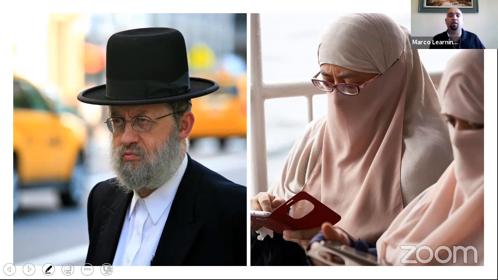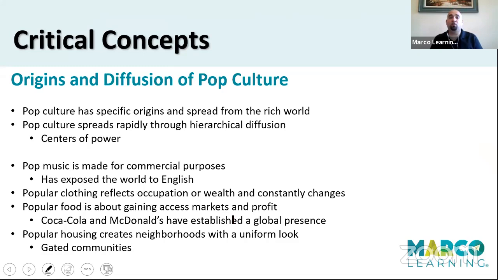All right. Now let's shift to the origins and diffusion of pop culture. Pop culture has very specific origins and typically comes from the rich world. So the idea here is, we know where these things started, we know who invented these things, and we know typically what part of the world they're coming from. It's going to be the rich world, the developed world, MDCs.